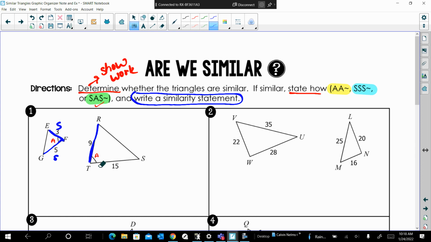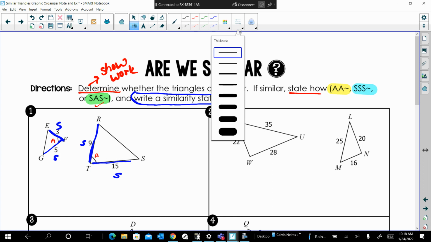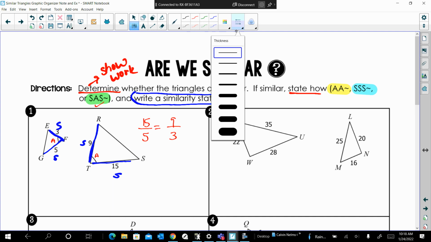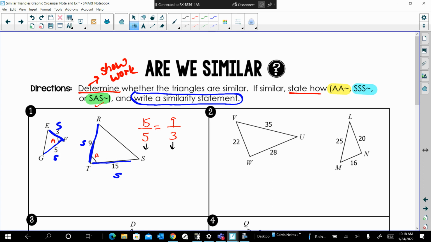So how do I set this up to show the work? 9 to 5? 15 to 5. Start with the biggest number, go to the biggest number. 15 to 5. And then 9 to 3, right? And then there's 2 ways you can show it, guys. You can reduce it. 15 divided by 5 is 3. 9 divided by 3 is 3, so we can do it that way.